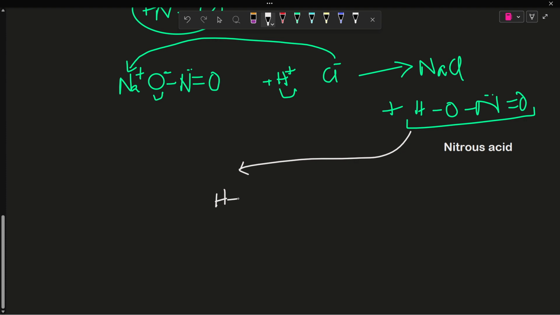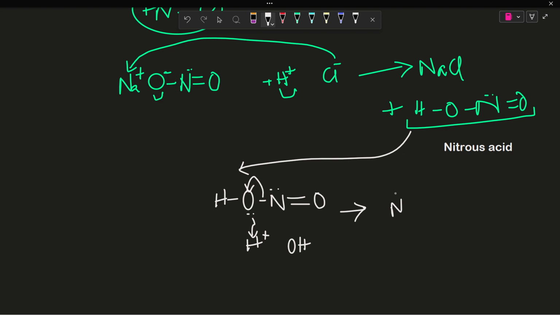So it will be doing the following reaction: HONO. Fine. We got water, H positive and OH negative. This oxygen will be given to this, this will leave, and we will get our molecule of interest, that is N double bonded to O, with a lone pair and positive charge. It was the first step, that is generation of this molecule, right?